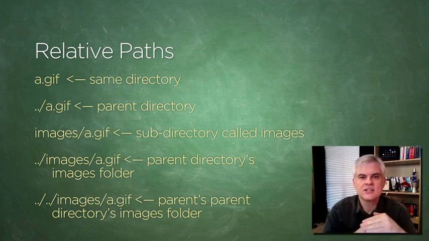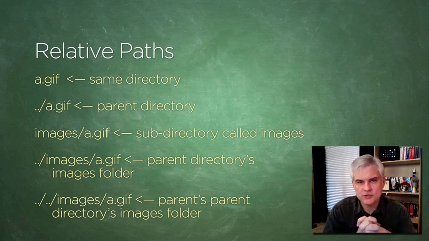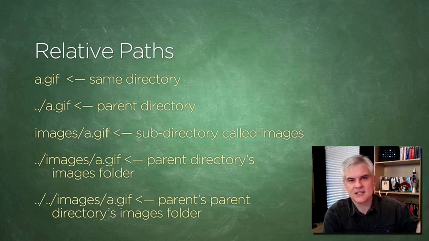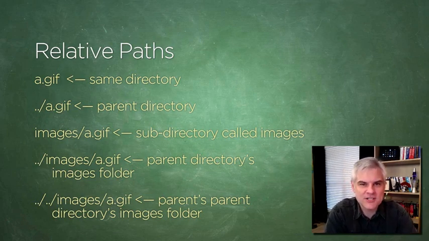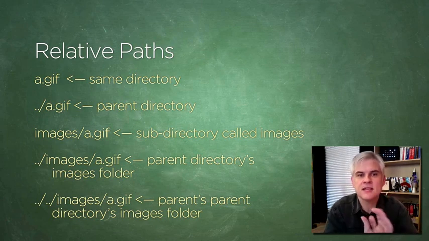Okay. But what if the images folder was, I guess, at the same level, a sibling to the current folder that we're in? So then first we need to travel to the parent directory, then travel to its subdirectory called images to find the a.gif. So that's what's represented in that ../images/a.gif. And then finally, what if the images folder was deeply nested, and so we have to go to the parent of the parent folder and then find the images subfolder where our images are stored. In that case, we could do ../../images/a.gif.